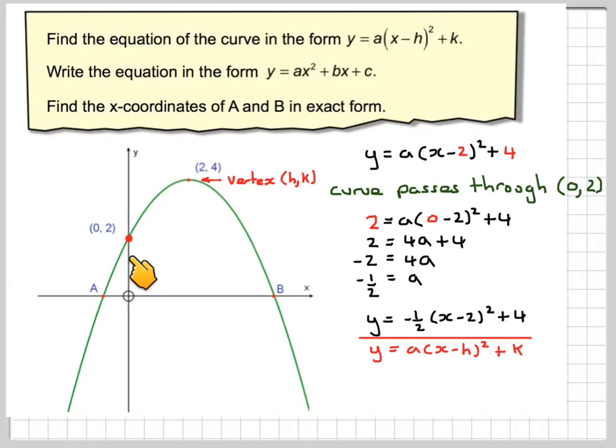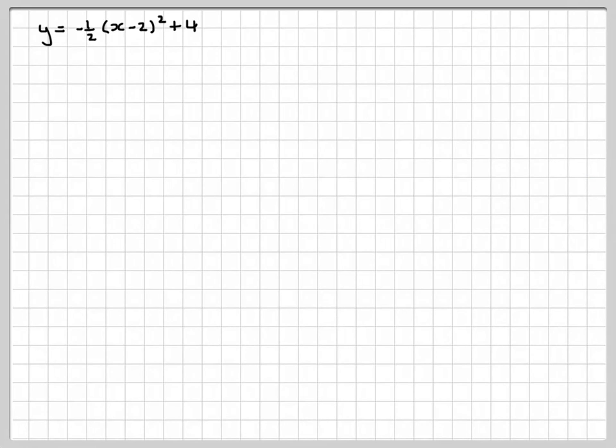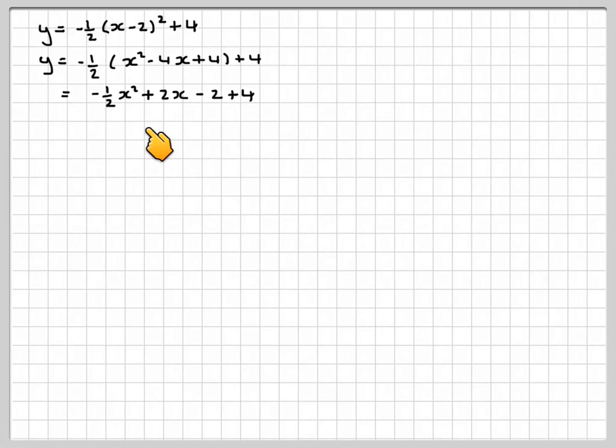So if we know the vertex and one other point, it's very easy to write it in this form. To write it into this form, we have to expand this. So expanding, we're going to have minus a half times (x squared minus 4x plus 4), expanding (x minus 2) squared. Don't forget to then add the 4 on the end. Then take the minus half through, so we're going to have minus a half x squared, changing the signs, plus minus a half times minus 4, which is plus 2x, and minus a half times plus 4, which is minus 2, plus 4. Minus 2 plus 4 is equal to 2.